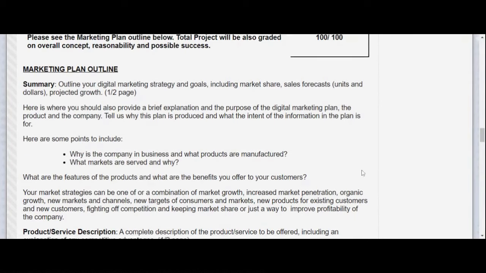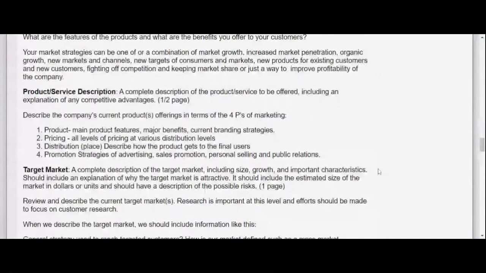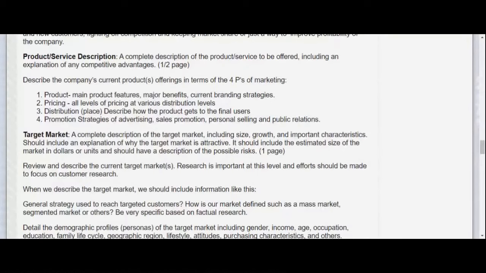So the next section is you're digging in now to your product and service description, okay? So now here, this is where you really talk about your product and your service. And you want to describe the total offerings in terms of the 4 P's of marketing. So let's refresh your 4 P's here. That's the marketing mix. The first one is product, right? So we already covered this. The product is your main product features, your major benefits of the product, and any branding strategies you may have. So sort of describing that product here.